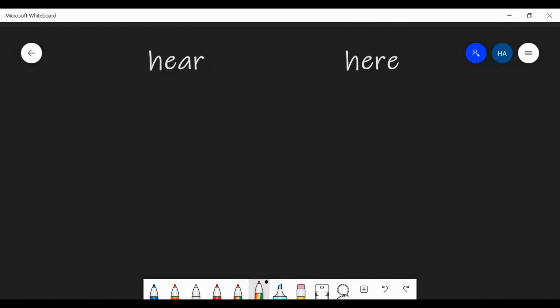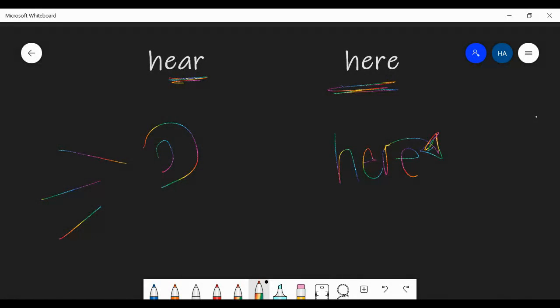The next set is hear and here. I always remember hear with your ear, because ear is actually part of it. So it's when you hear things, except for me, because you'll know I can't hear anything. And then here is a place. So we are coming here, and again with that little arrow here.